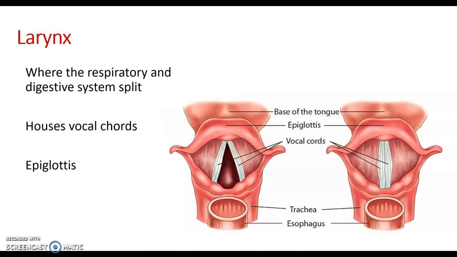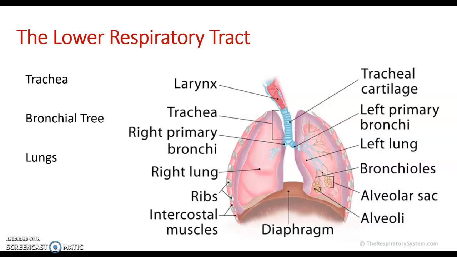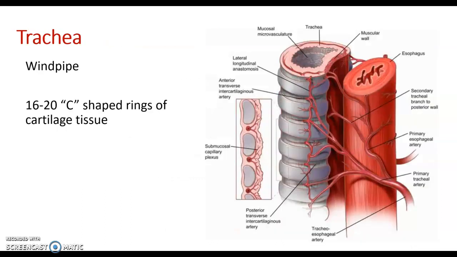So if you were diagnosed with an upper respiratory tract infection, you know that it would be in one of those three areas. And then, of course, we have the lower respiratory tract, including the trachea, the bronchial tree, and the lungs. The trachea, or what we commonly call the windpipe, is a tube that moves air from the outside, so from the upper respiratory tract, into the lungs, basically a funnel.